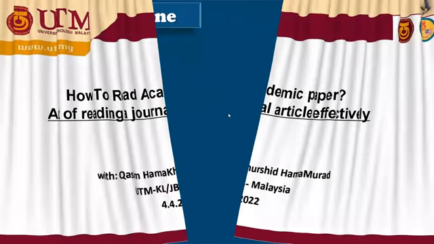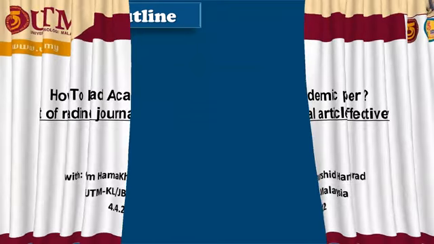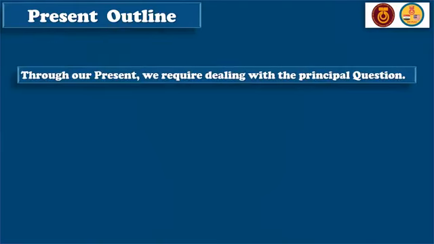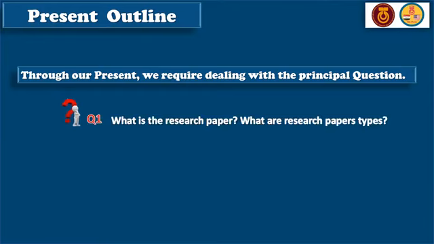Really, before we start, you must understand something about the article. Through our presentation, we need to deal with three principal questions. The first one: what is a research paper, and what are the types of research papers? Before we try to understand how we read a paper, at first we must understand what a research paper is and what the research paper types are.